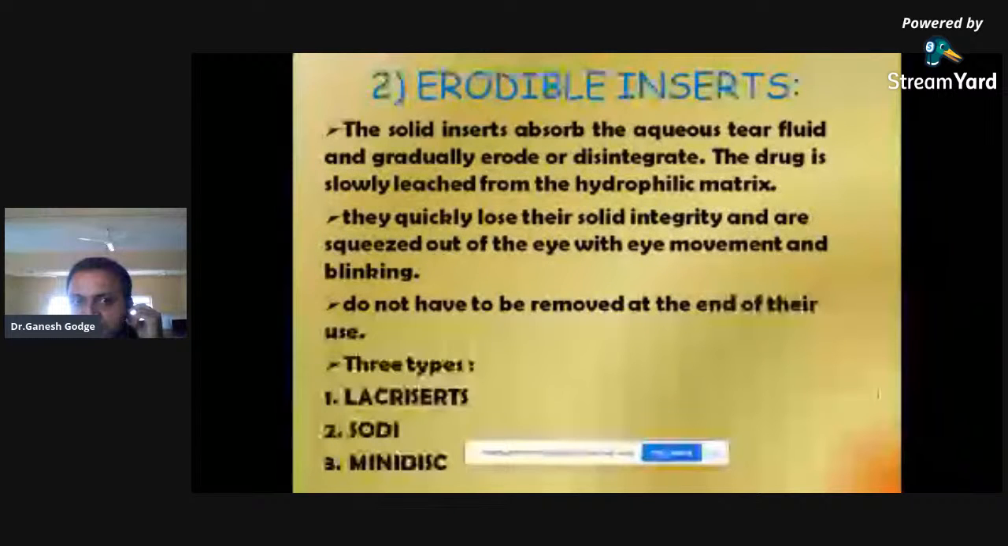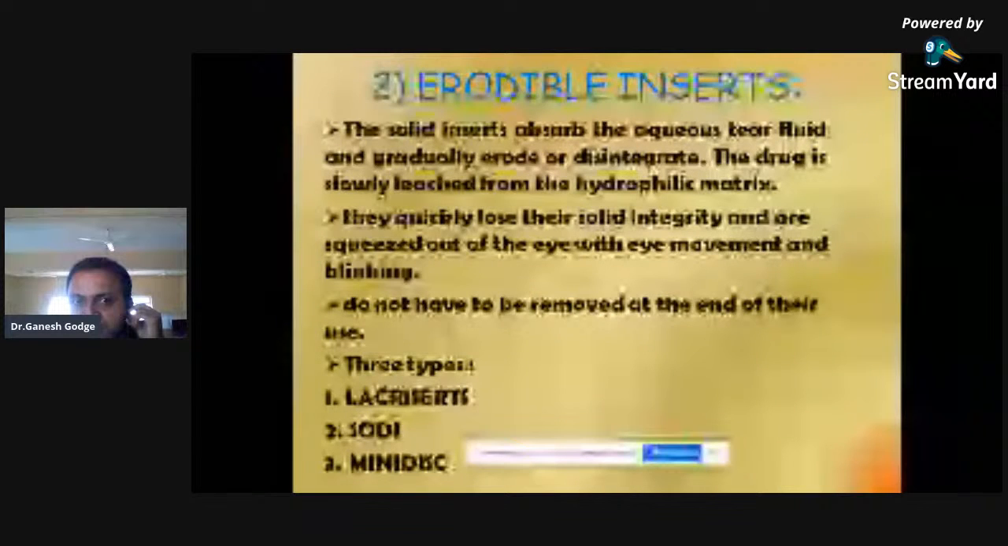What is the mechanism of drug absorption via erodible inserts? The solid inserts absorb the aqueous tear fluid upon instillation into the ocular sac. They absorb tear fluid and gradually start eroding, and thereby they disintegrate, and then liberation of the drug is possible over the surface of the ocular sac, that is, the cul-de-sac pouch. The drug slowly leaches from the hydrophilic matrix. They quickly lose their solid integrity and are squeezed out of the eye with eye movement and blinking.